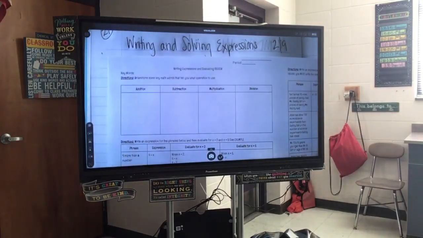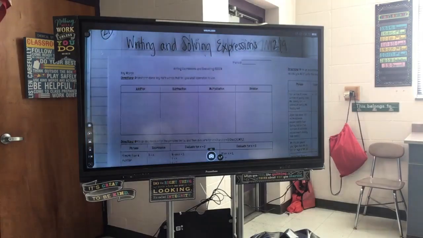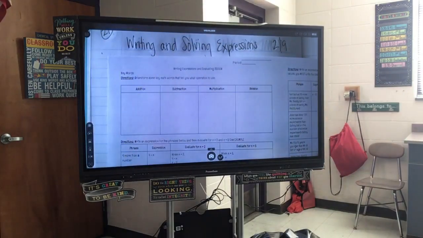All right, so we're moving into writing and solving today. You need to make sure that when we're going through this today, if you're confused, you're not exactly sure, definitely ask questions. I know that we've been working on order of operations, but we don't want to forget about writing those expressions and solving, substituting it and solving.